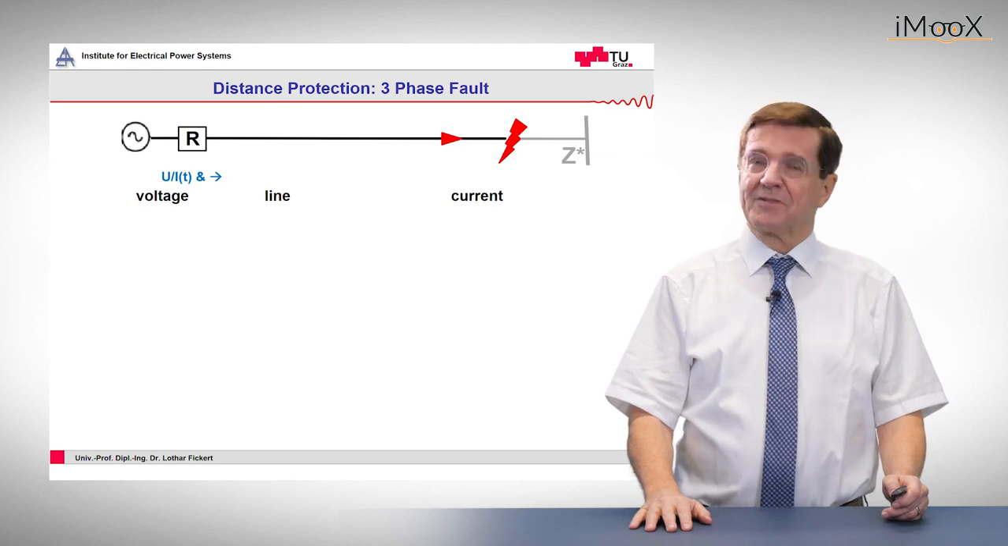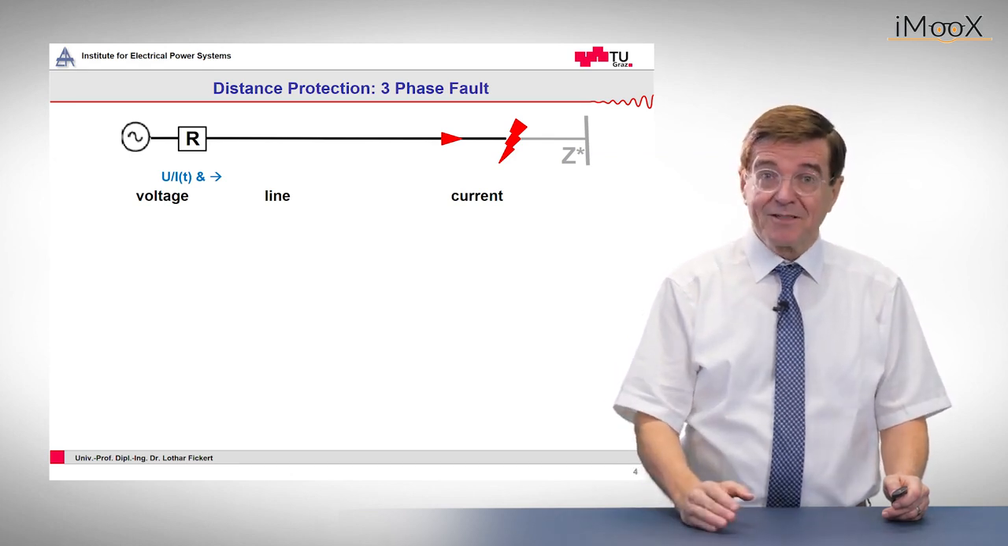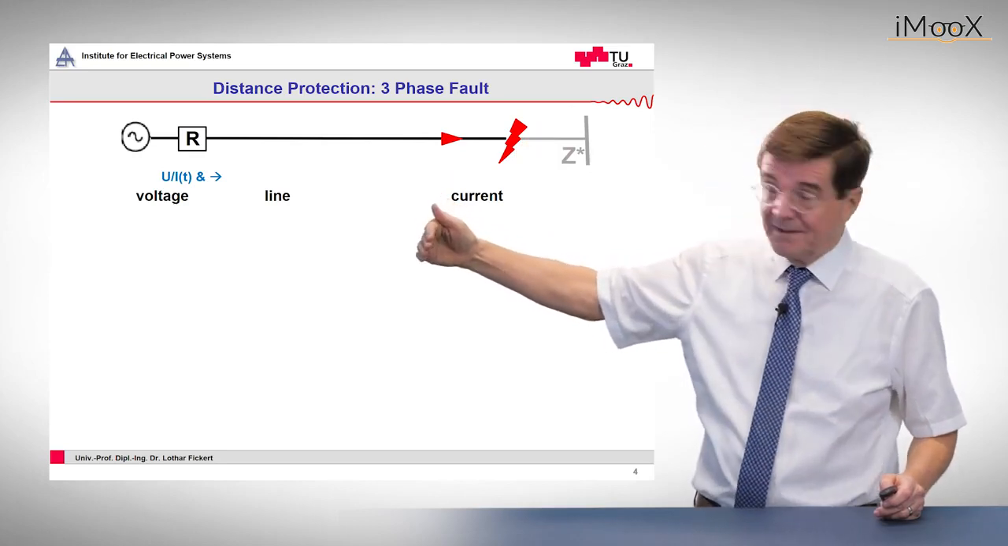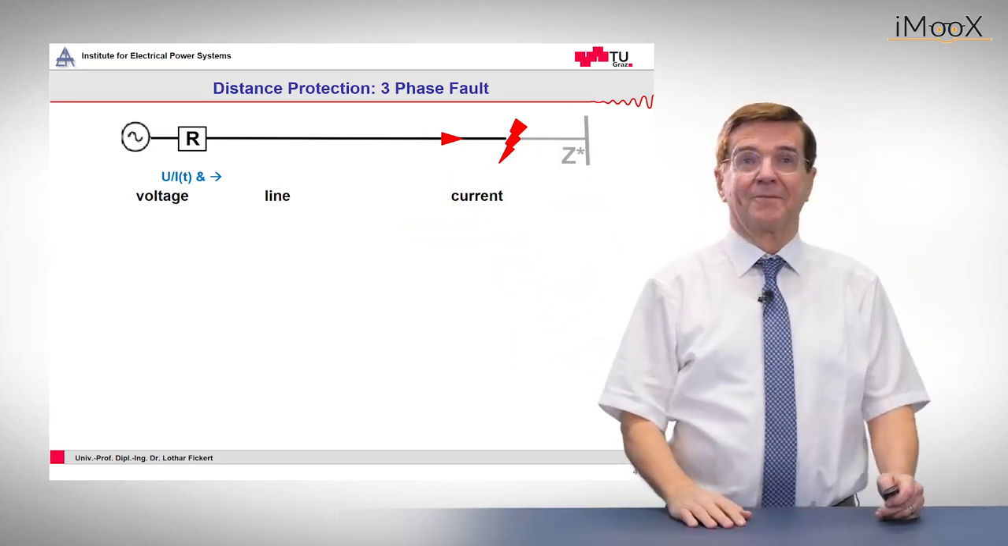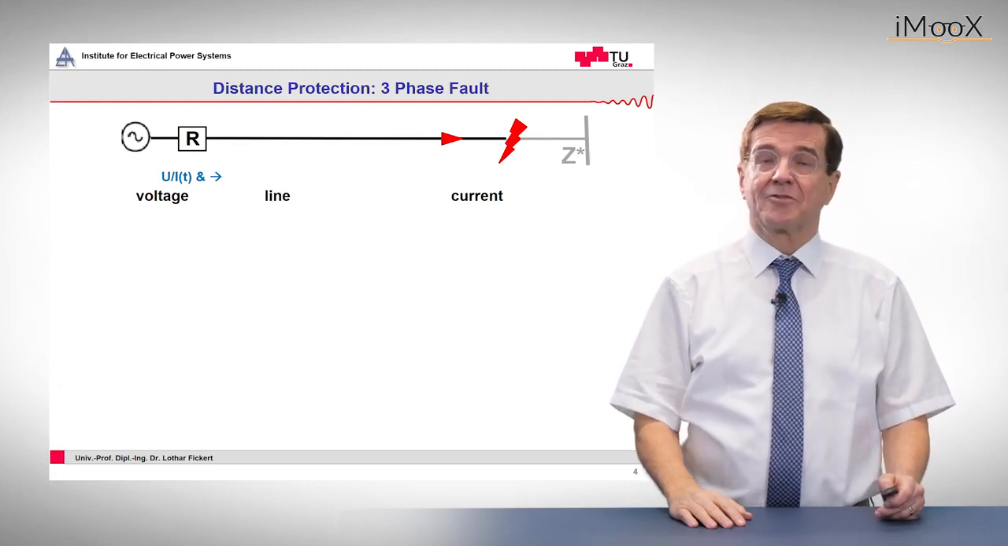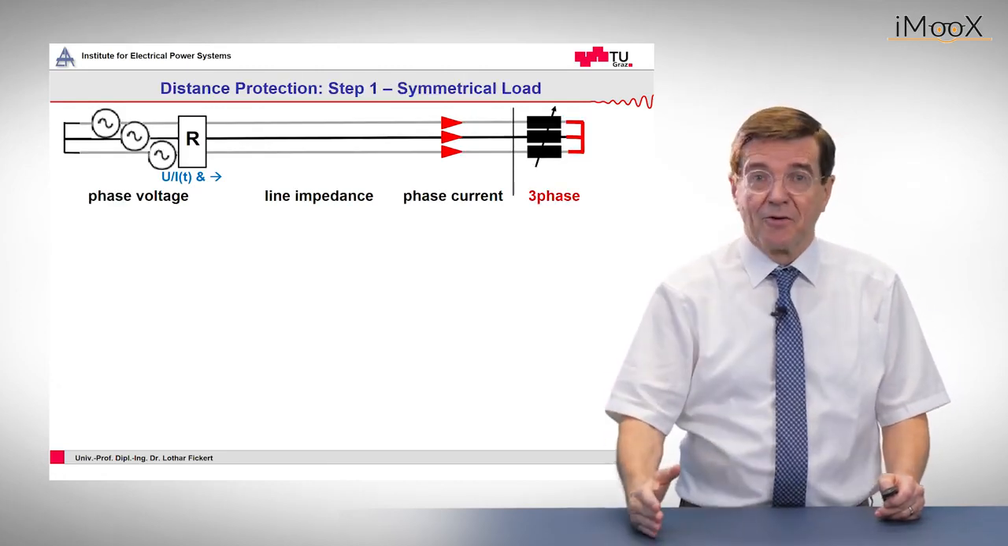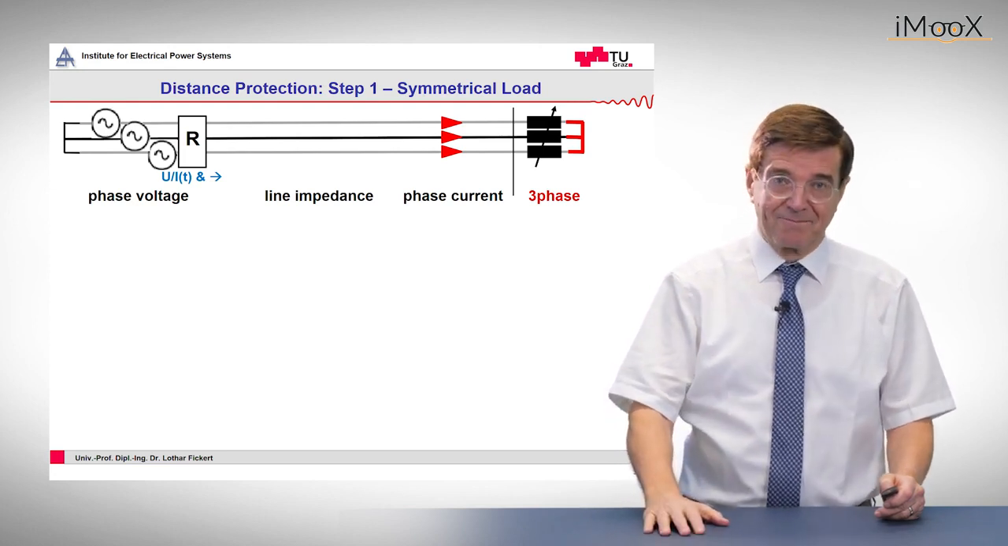What is the purpose of a distance relay? The purpose is to determine the distance between the location of the relay, R, and the fault point. And for this, we need the so-called line impedance, from which we can easily determine where the fault is geographically.